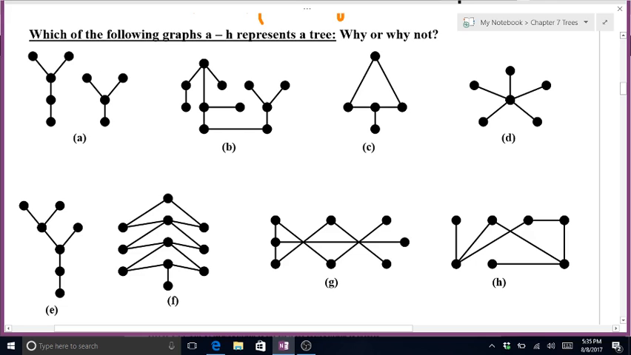Okay, in A, we've got 2 graphs that look like Ys. Tree or not a tree? This is actually a no. This is not a tree. Why is this not a tree? It's not connected.